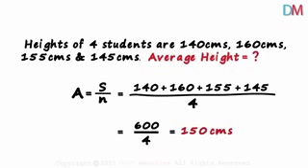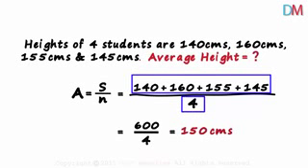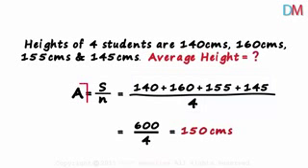Average is simply dividing the sum equally among everybody in the sample. Here the sum was divided equally among the 4 students. So remember, average is equal to the sum of samples over the number of samples.